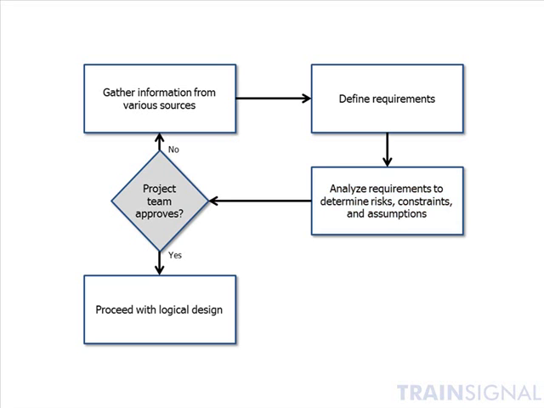If the project team approves, then you can proceed with logical design, which we'll discuss in another lesson in this course. If they don't, then we have to go back through that process again. We have to go back and extract additional information if necessary, talk to additional business units or additional application owners or additional IT stakeholders, define the requirements once again, and perform another requirements analysis to determine if the risks have been mitigated or minimized. Our constraints might be different, and we might no longer need assumptions, or we might need additional assumptions to fill in gaps in information.